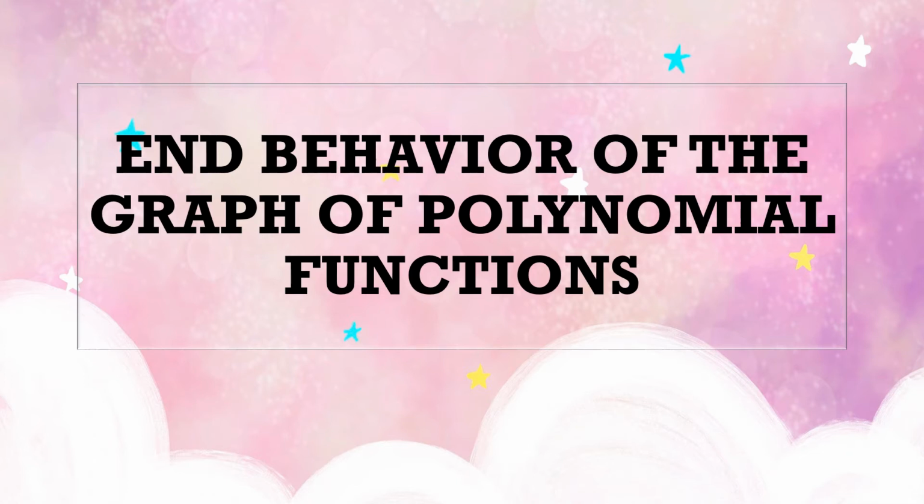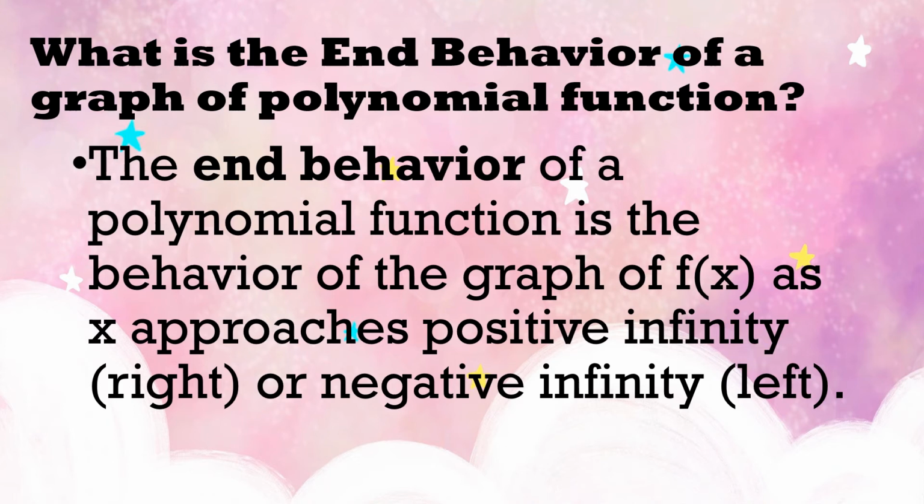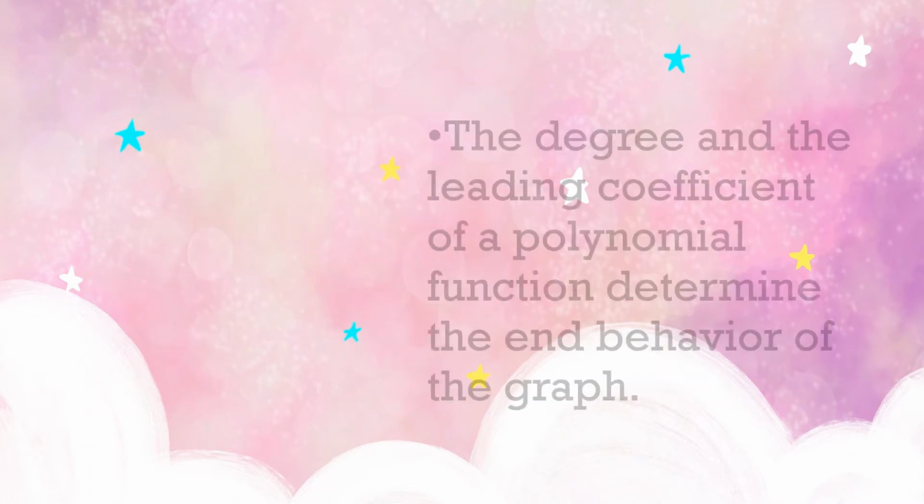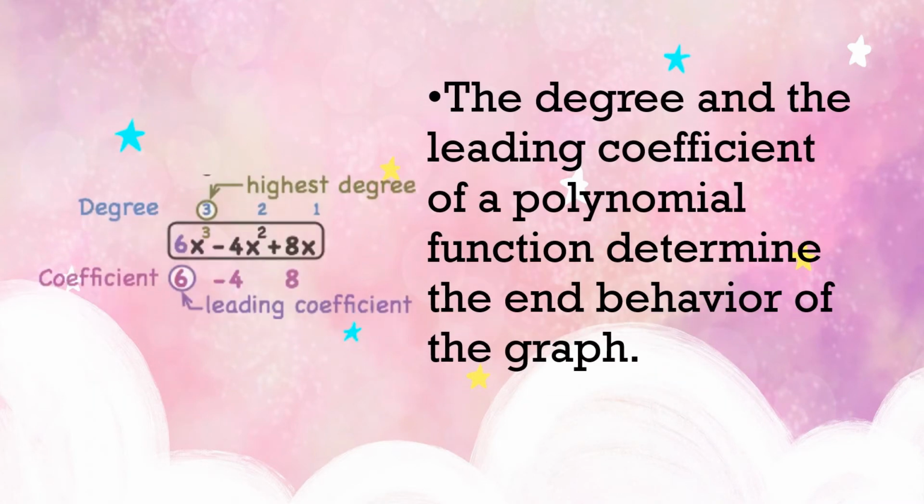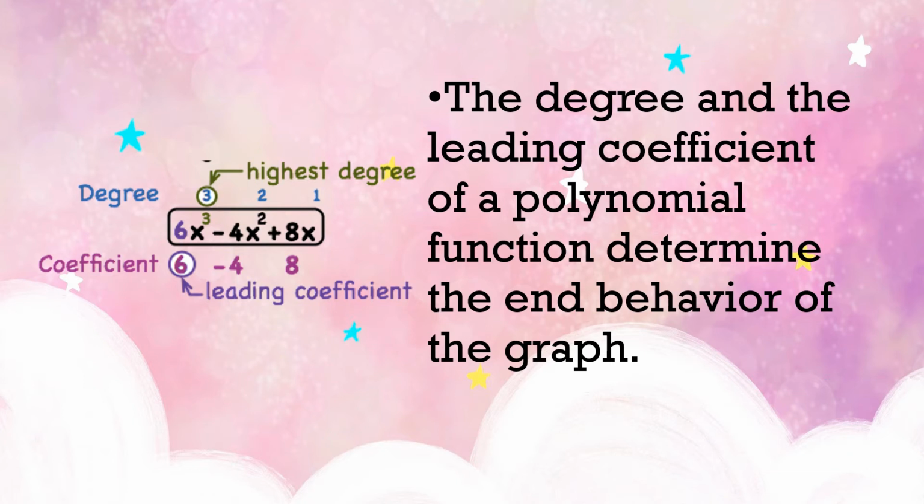Now, after that, we are going to discuss the end behavior of the graph of polynomial functions. What is the end behavior of a graph of a polynomial function? The end behavior of a graph of a polynomial function is the behavior of the graph of f of x as x approaches positive infinity or to the right, or negative infinity or to the left.